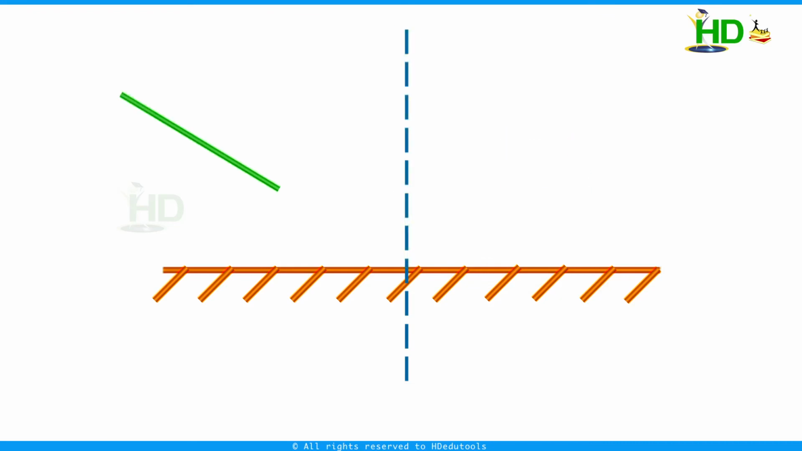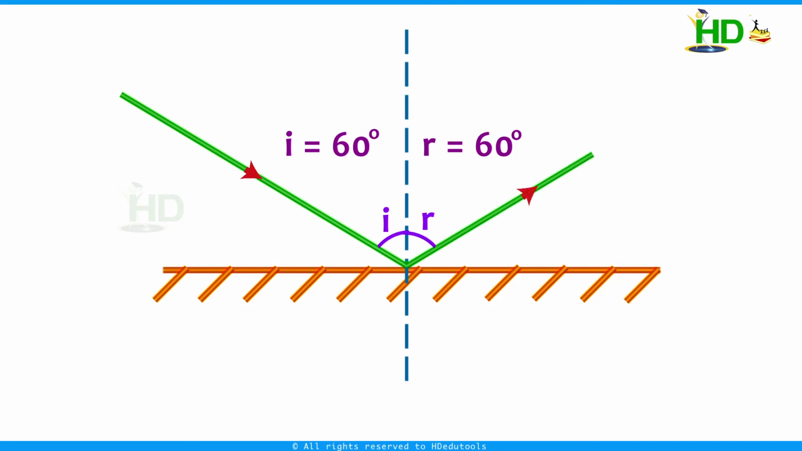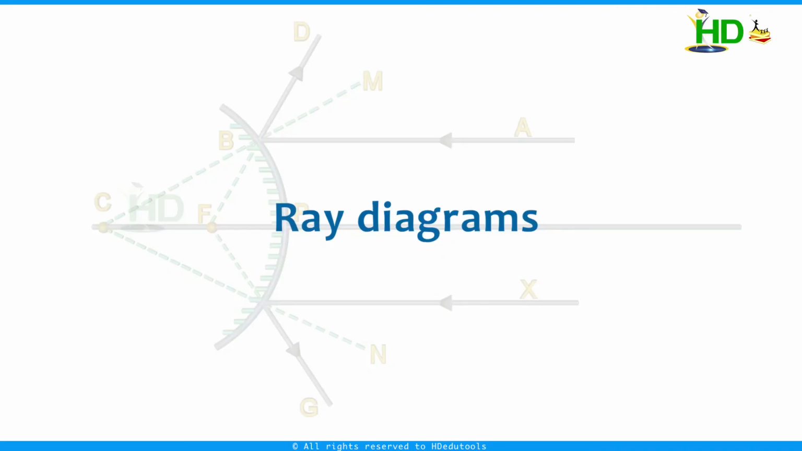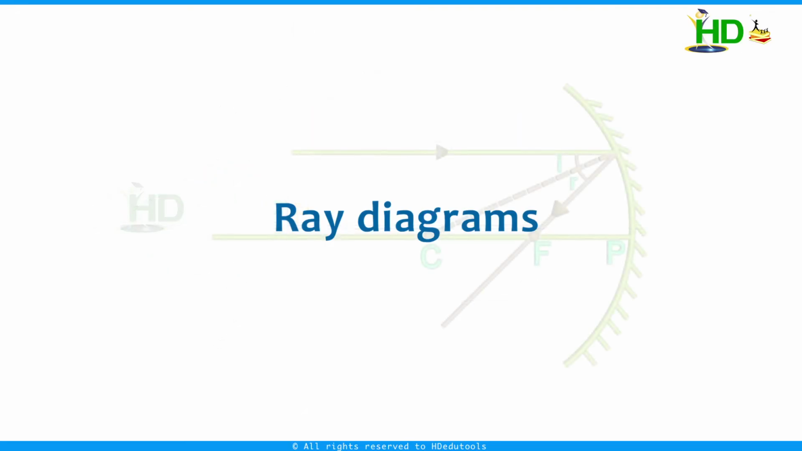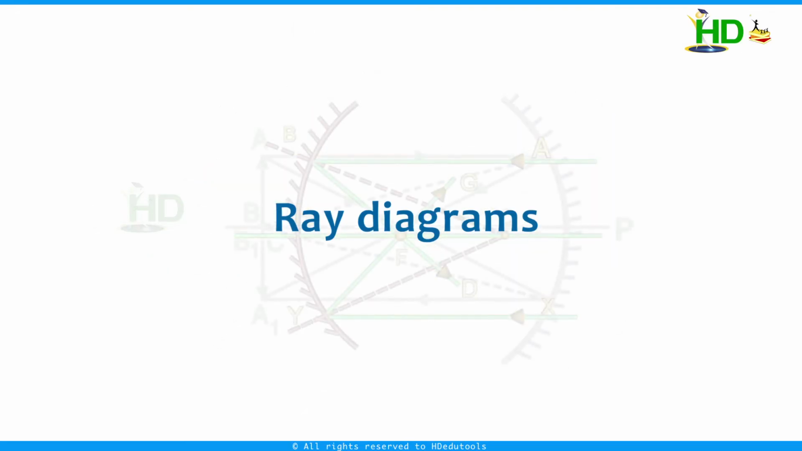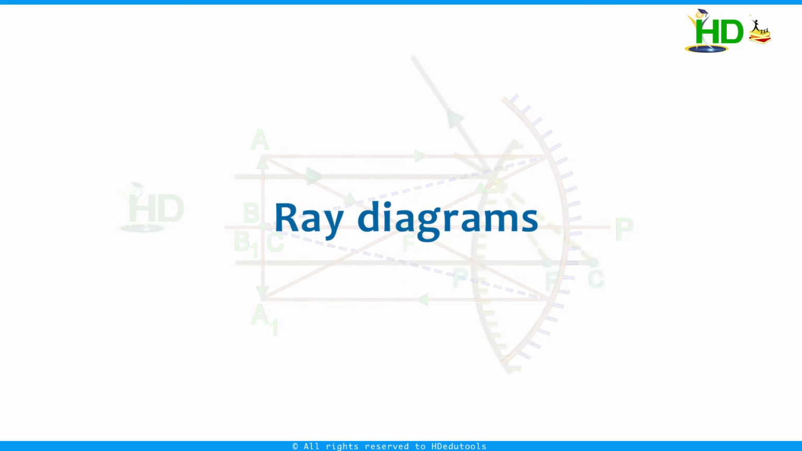Suppose the angle of incidence is 60 degrees, then yes, the angle of reflection is 60 degrees. What about this angle? Now this is 90 and this angle is 30 degrees. While doing problems related to reflection, the important thing is that the angle of incidence is equal to the angle of reflection. Representing the different phenomena related to light, that is reflection and refraction, is called ray diagrams.